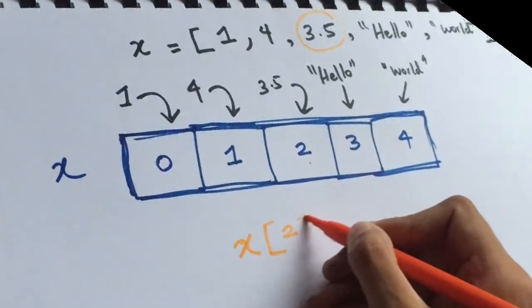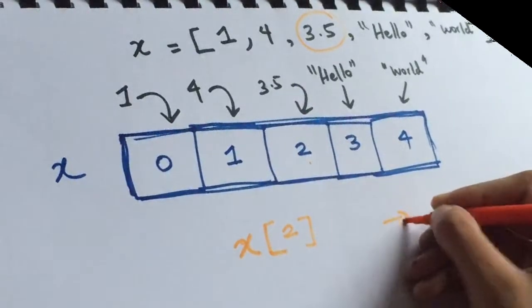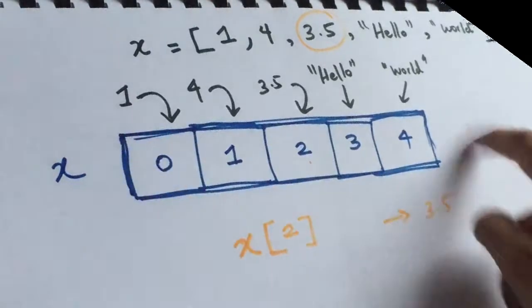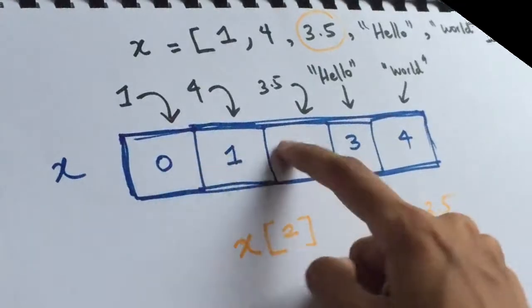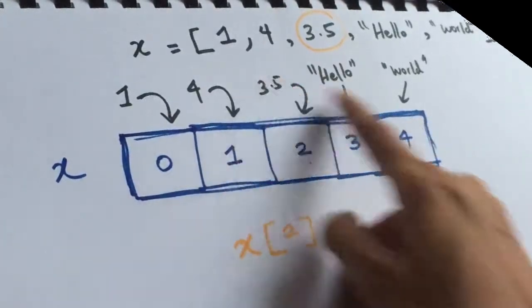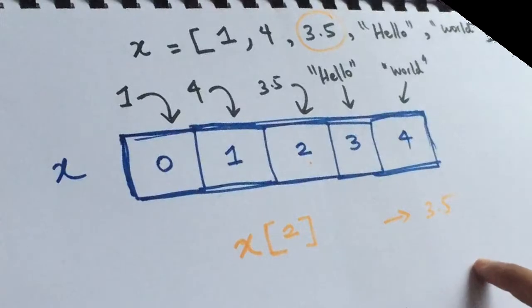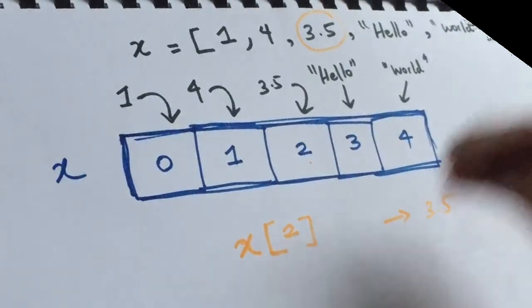So I'm going to say 2. So this will return 3.5. In the list x, I'm asking the value in box number 2. So the value in box number 2 is 3.5. So it returns 3.5. This is how we access the values from a list.